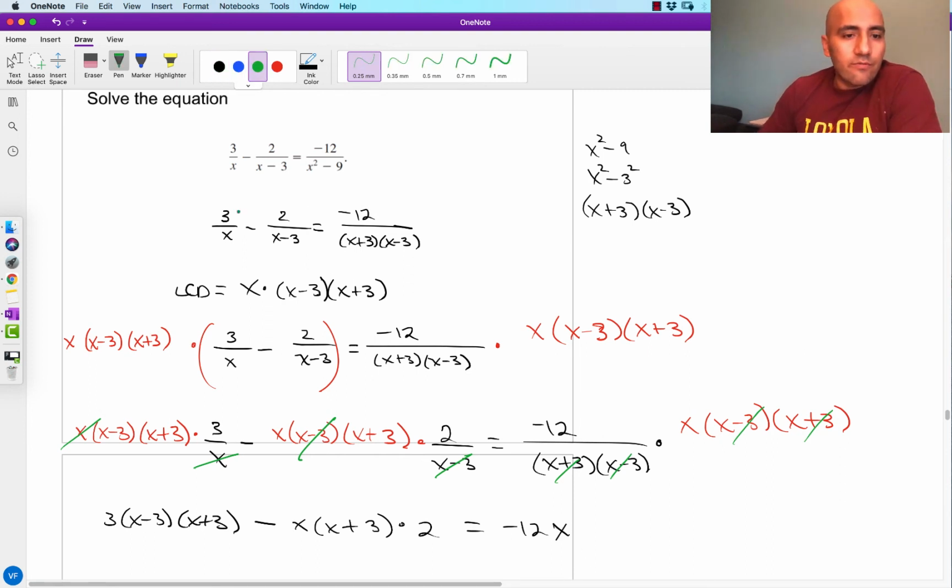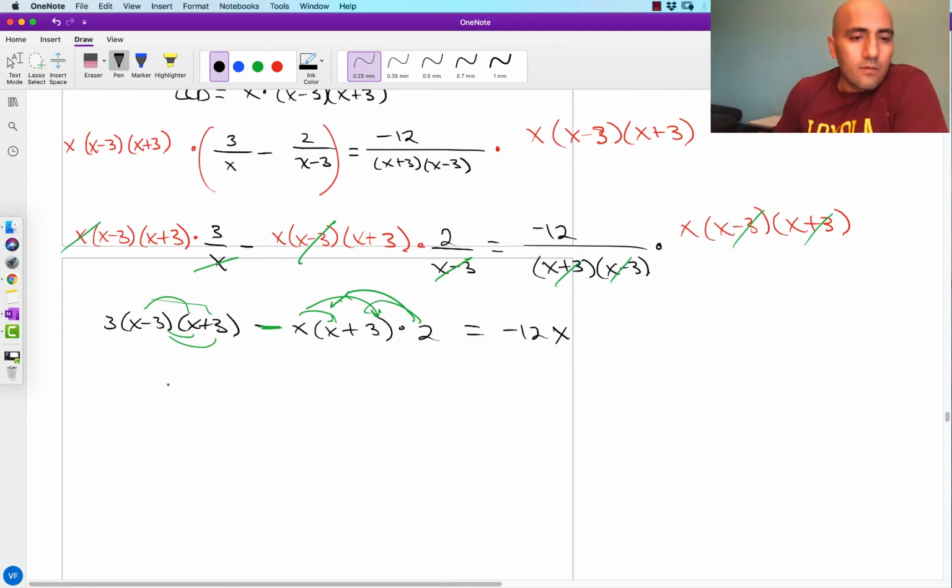Okay, so we're going to have to do a little bit of FOILing here. So FOIL this guy, FOIL, FOIL, FOIL, FOIL, and distribute. And don't forget that this guy applies. So distribute, and also distribute and distribute. So after I FOIL, I'll get 3 parentheses. This will be x squared plus 3x minus 3x minus 9. Right? The middle terms will cancel.